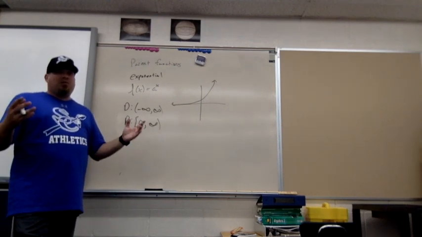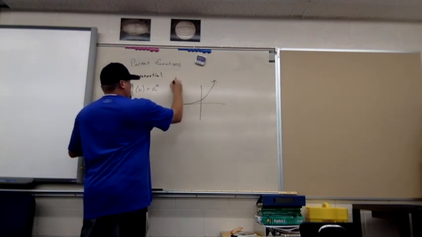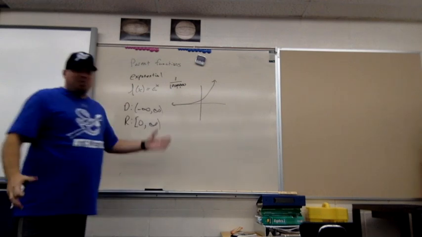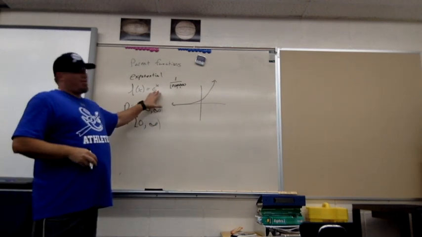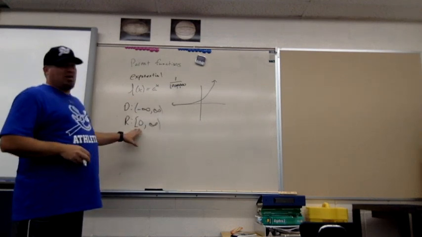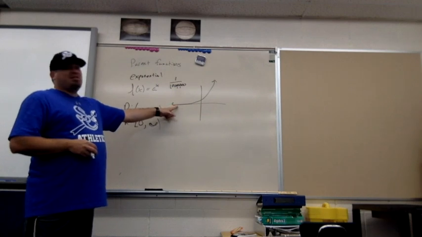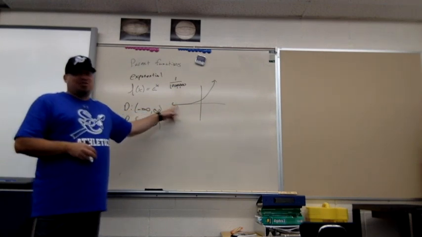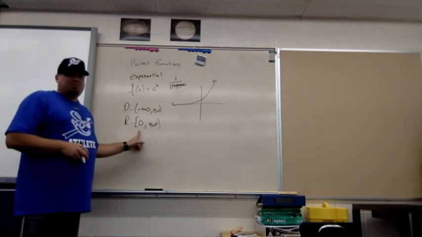I can get a really, really big fraction. I can have 1 over 1 billion, which would be a really, really small number and really, really close to 0, but there's no number that I can plug into this function that I can actually get all the way down to 0. Okay? So it comes down to 0, but it never actually touches 0 on my range. So that's why I put the bracket by the range.